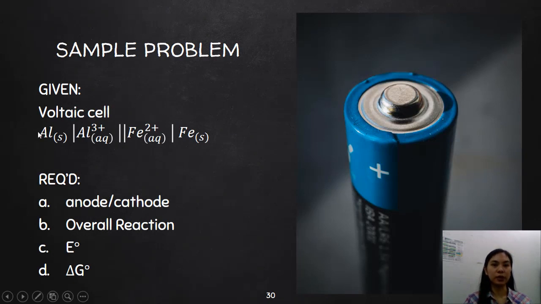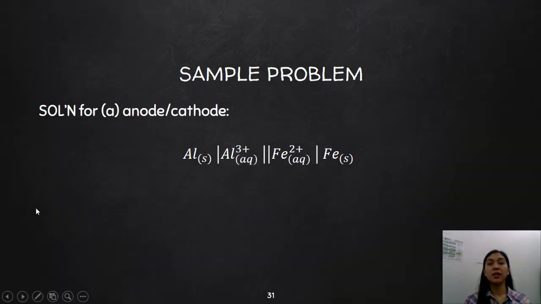So, given tayo, of course, you just write that we are given a voltaic cell and this simple notation. And of course, you write the required. So, isa-isahin po natin siyang isolve. So, solution for letter A, the anode and the cathode. So, identify lang po kung ano yung anode or ano yung cathode. So, na-mention ko na pala siya kanina. Nasabi ko na pala yung sagot.